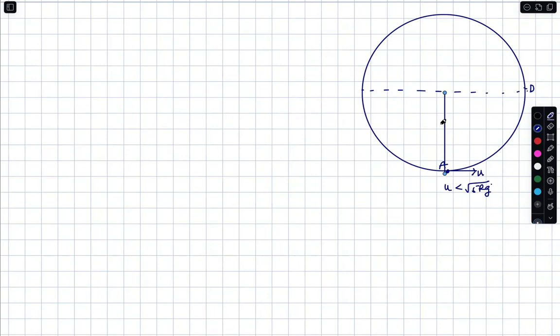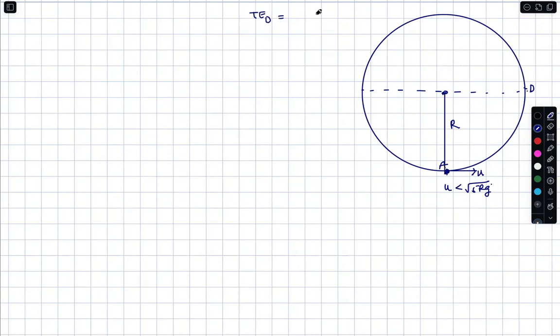Right, this is R. Please tell me now. U is less than root 5 Rg. At this point, what I can say is, you projected it with speed less than root 5 Rg. Now I want to reach just D. Tell me what is the condition.